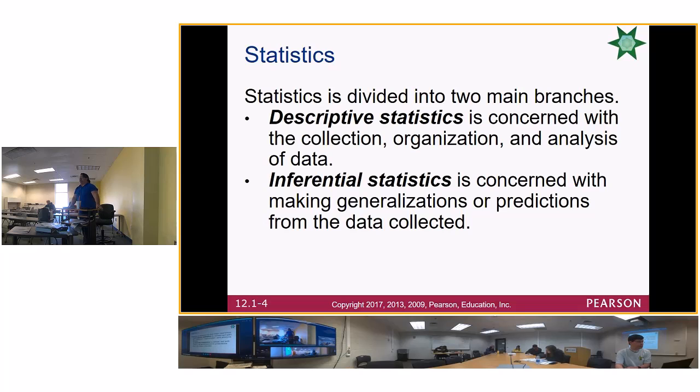Descriptive statistics is concerned with the collection, organizing, and analysis of data. Think of descriptive statistics as your test grades. Something that you pull up, you did all the work, and you averaged your test grades. That is called descriptive statistics. Inferential is when you make a prediction based on the data collected.